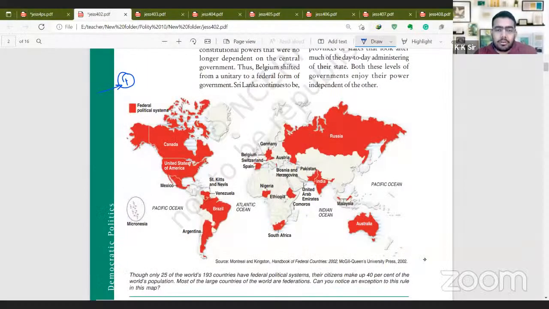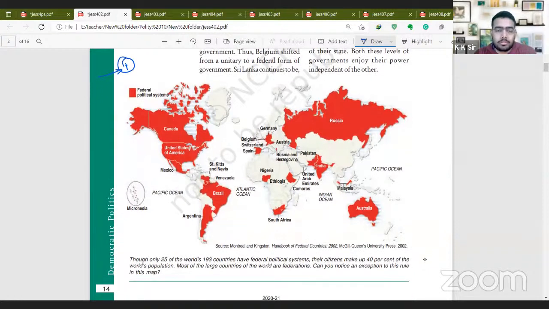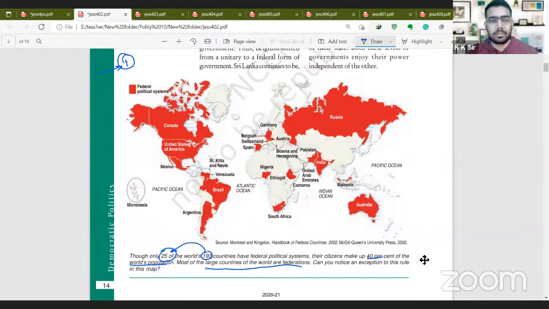So is it like all the governments in the world follow this model? We'll see. The answer is no. Only 25 countries in the world follow this, out of 193. But 40% of the world population lives under it. One of the common features is that all the large countries in the world are federations. If a country is big enough, they do not have any choice. They have to be a federal polity.